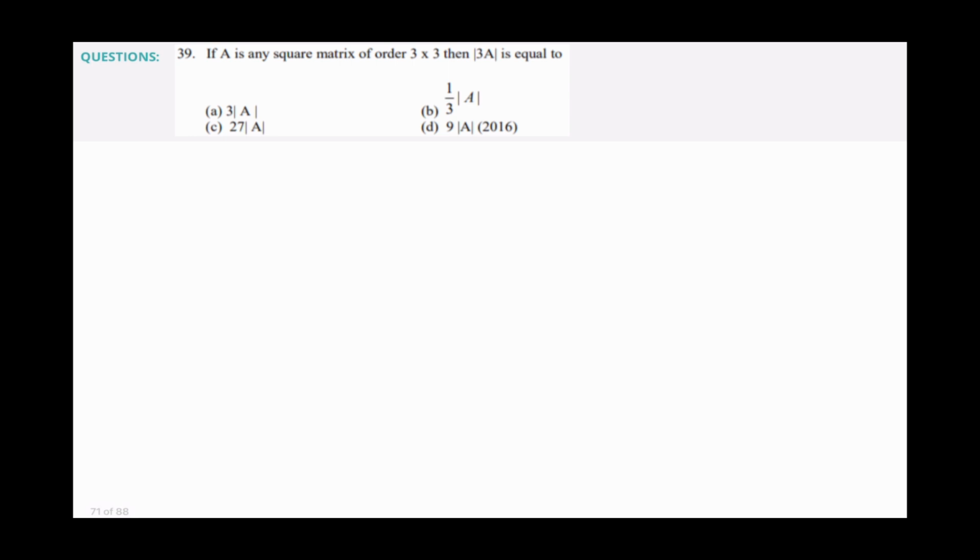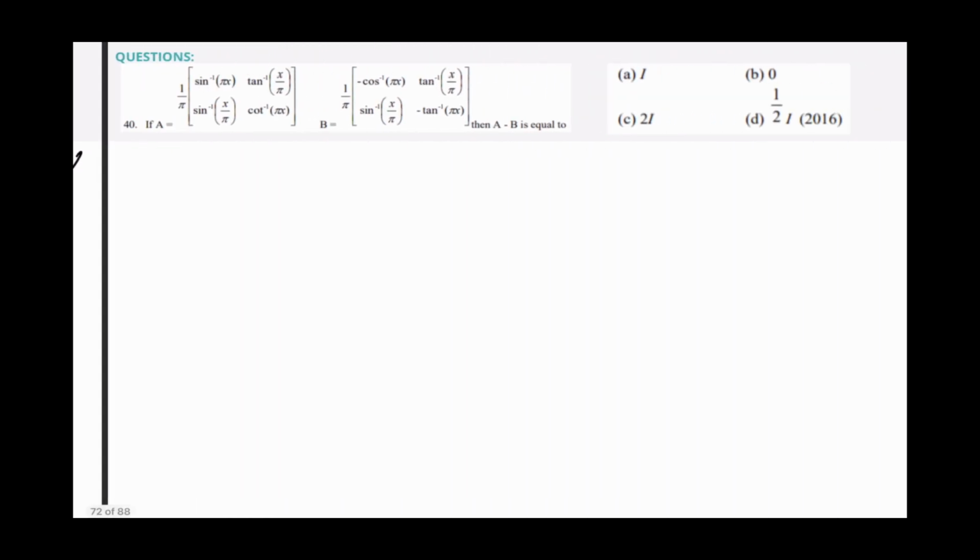Next question, very simple. Determinant of 3A, so 3 power 3 times determinant of A, so it will be 27 times determinant of A, correct? We already know determinant of kA is equal to what? k power n into determinant of A. So nothing more in this question.